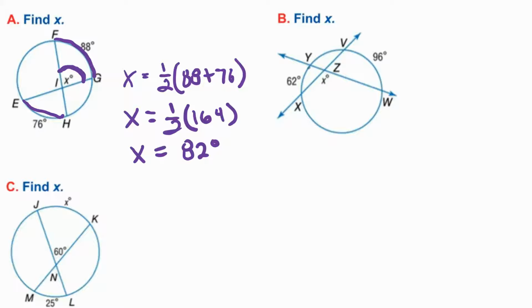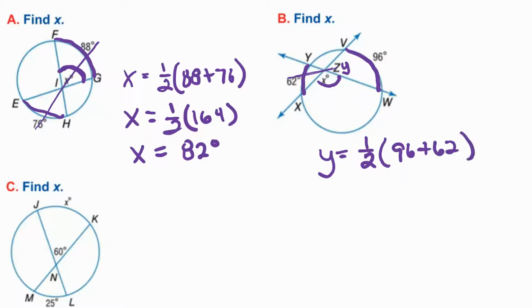In problem B, we're given arc YX and arc VW. We want to find angle X. But if you notice, angle X is not in this line form like in problem A. So we're going to find first this angle, and we'll call it Y. So Y equals 1/2 of 96 plus 62, which is 1/2 of 158. So Y equals 79 degrees.